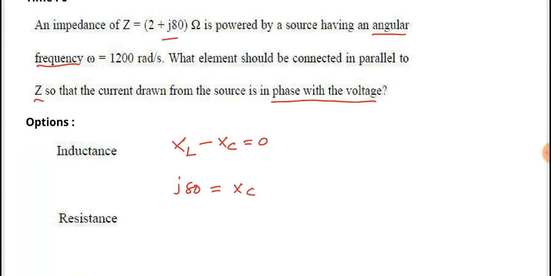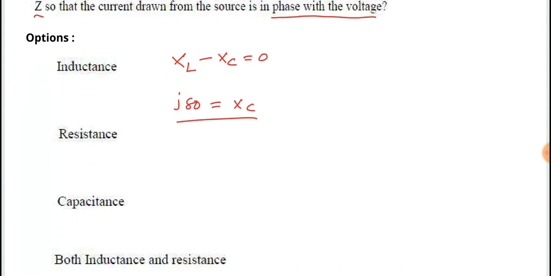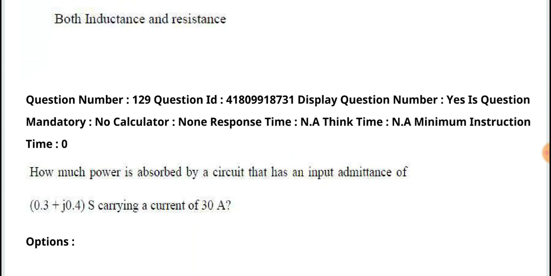That means we need to connect a negative value of this J80 here. A negative value of J80 is nothing but simply a capacitive element. The magnitude will be 80, but XL minus XC should be equal to 0, so what is the sign of XC? It should be minus. So simply, the answer is a capacitance value.